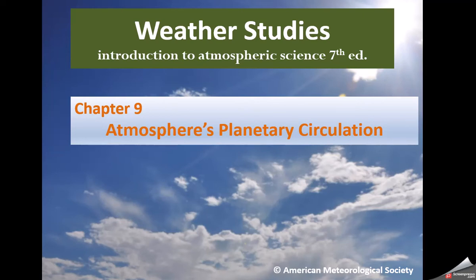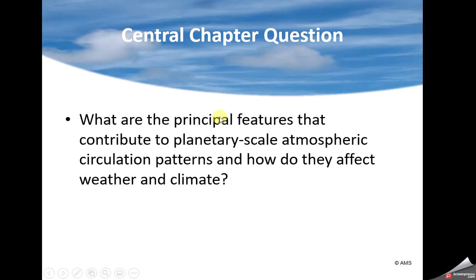We've got a lot more detail we're going to get into about our local weather in the next part of this week's discussion. But let's look at this a little bit. So what are some of the principal features in this planetary scale circulation, and how do they affect our weather and climate?